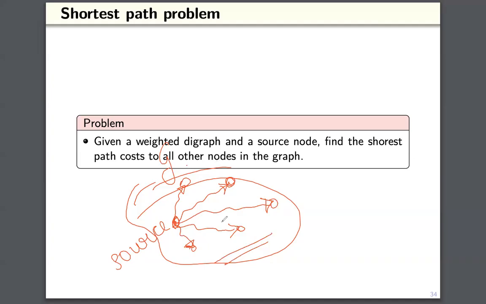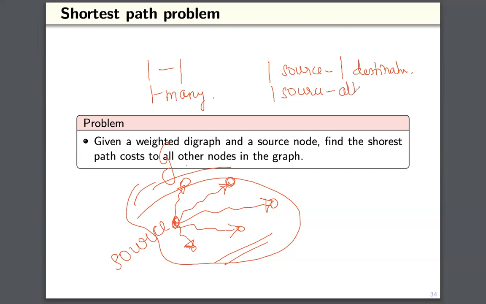So how do you solve this problem? There are many variants of these problems, right? It's called one-to-one. That means there is one source and one destination vertex. Find the shortest distance, shortest path. One-to-many. So you are given one source, multiple, or you can say all destinations. That's what we are attacking here now, right? Find the shortest path cost to all other nodes in the graph. It is one to many.